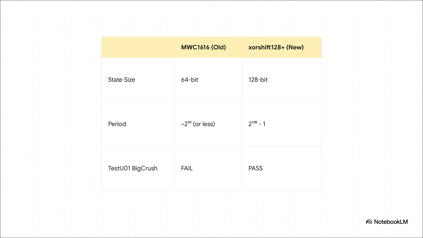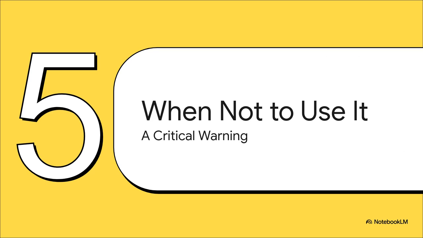I mean, the difference is just stark when you see them side by side. The new algorithm has a bigger state, a vastly longer period, and most importantly, it passes BigCrush, the absolute toughest battery of tests that TestU01 has. It's a decisive mathematical victory. So, problem solved. The new Math.random is fast, it's high quality, it's reliable.